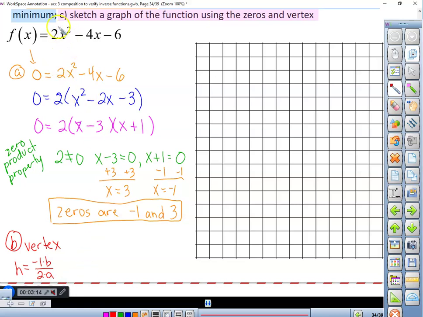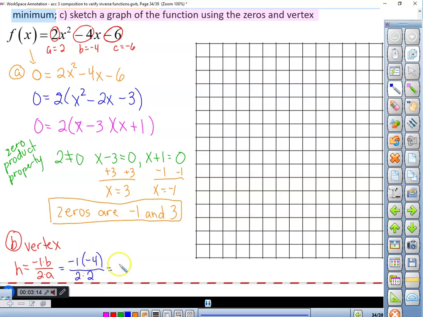So back up here, we've learned that the coefficient of x squared is a, so a is 2. The coefficient of x is b, so b is negative 4. And our constant at the end is our c, so c is negative 6. So what I'm looking for now is plugging in my numbers. So negative 1 times b will be negative 1 times negative 4, and then 2 times a becomes 2 times 2.